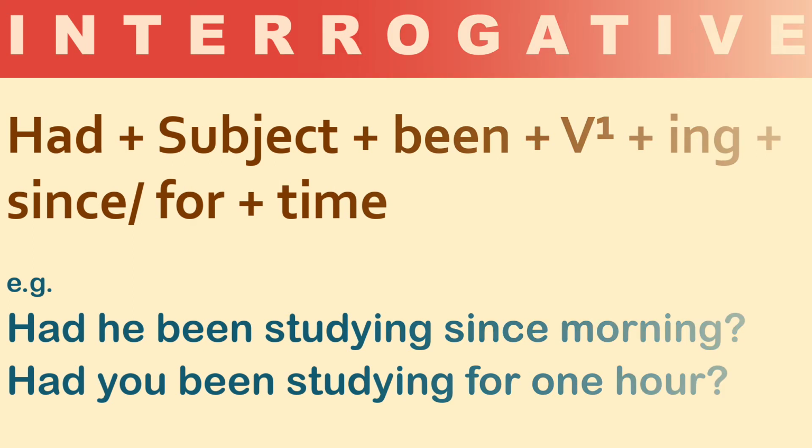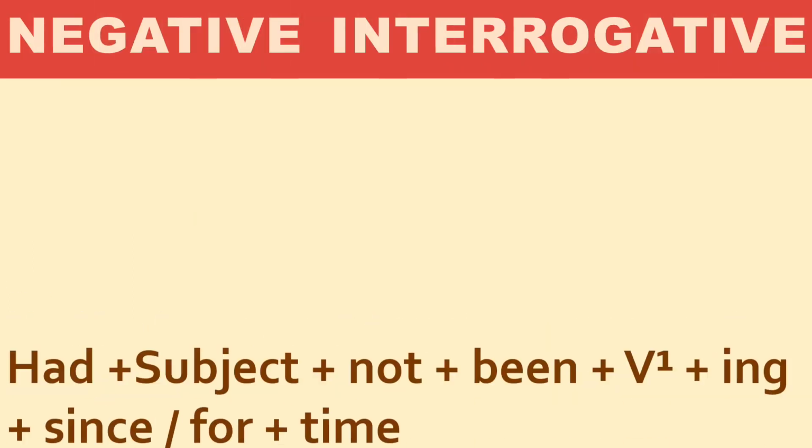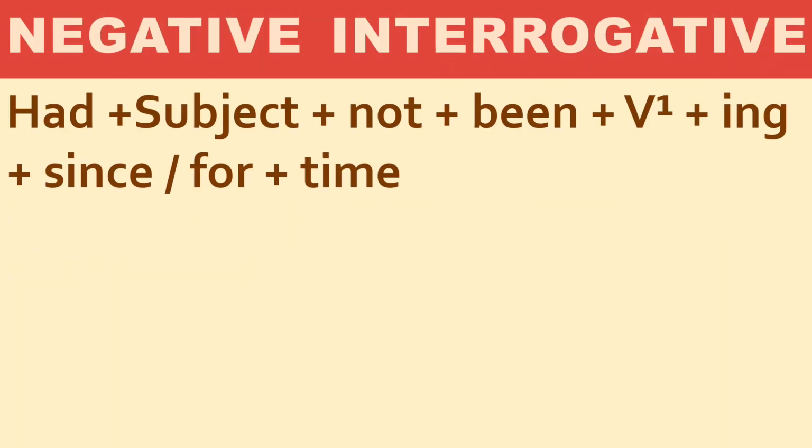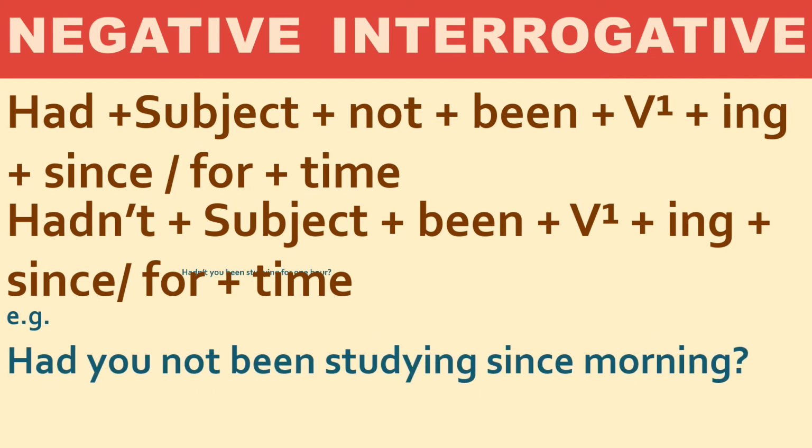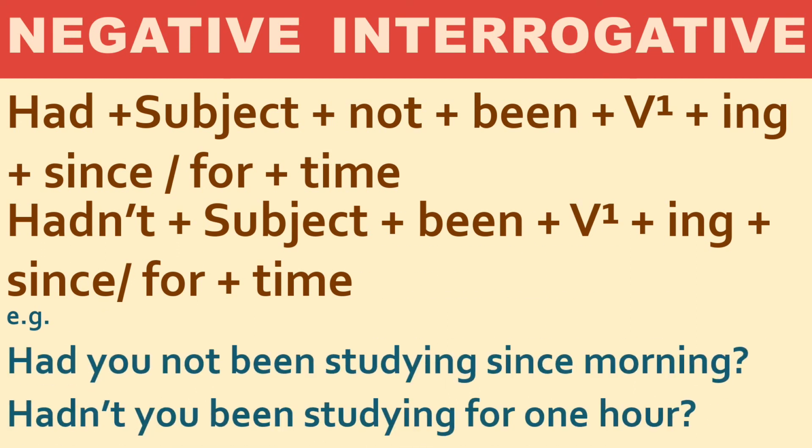Okay. Now see, negative interrogative, again your helping verb first, then subject, then not been. In contracted form, hadn't. Okay, see the example. Had you not been studying since morning, or hadn't you been studying for 1 hour? So this was your negative interrogative.